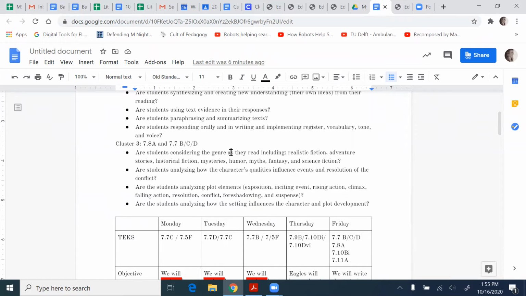Are students considering the genre as they read, including realistic fiction, adventure? So what type of fiction is "Thank You, Ma'am"? Okay, and from that, then, or is it narrative nonfiction? And then from that, what do we need to know?